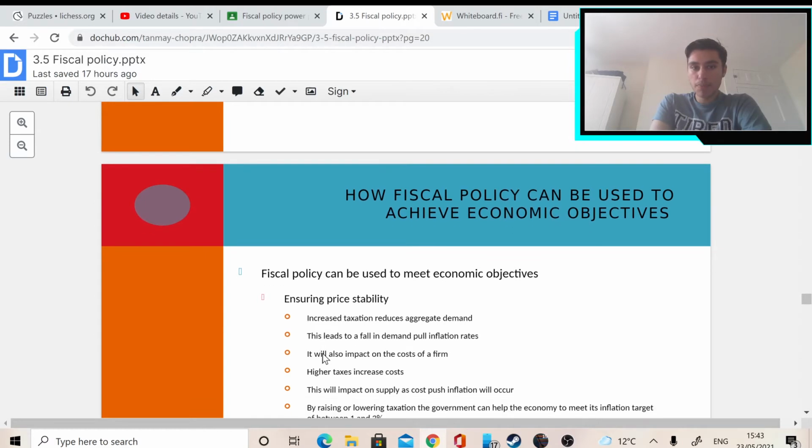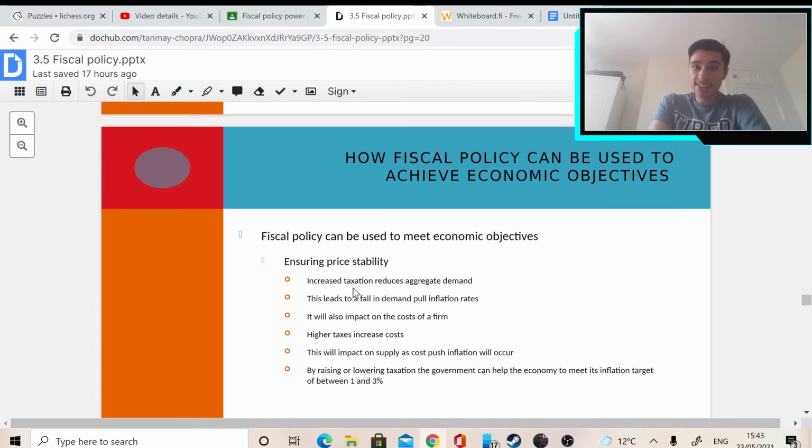So, and now price stability. Increased taxation reduces aggregate demand. This leads to a fall in demand pull inflation rates. So demand pull inflation takes place when there is too much demand. So supply cannot meet that demand. So what will happen is the firms will increase their prices so that the demand falls. We know this is the law of demand. As price increases, demand falls. Increased taxation reduces aggregate demand. This is one, and it's vice versa as well.